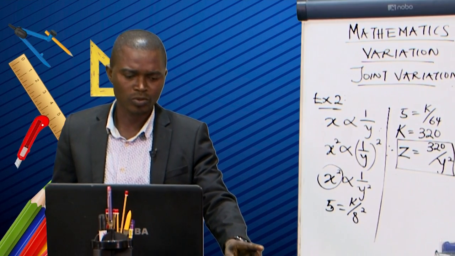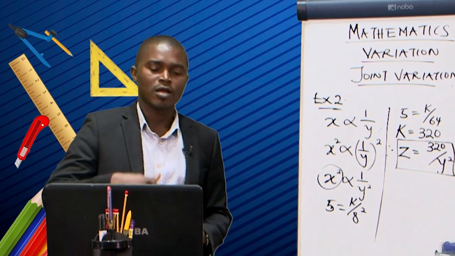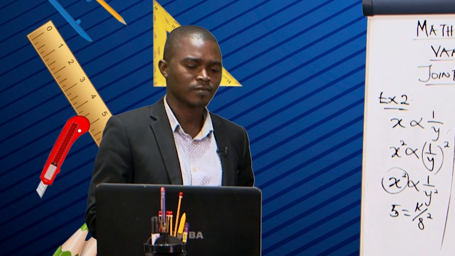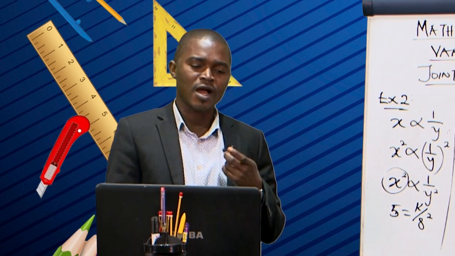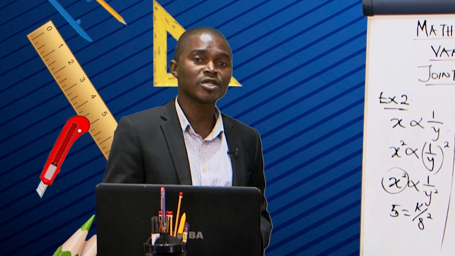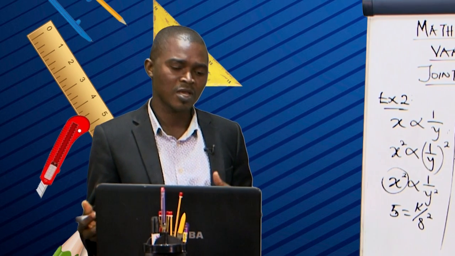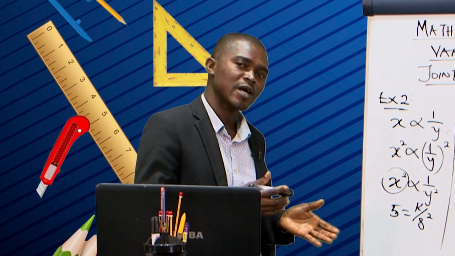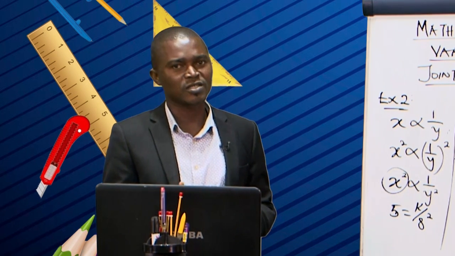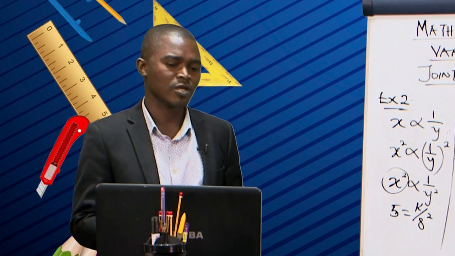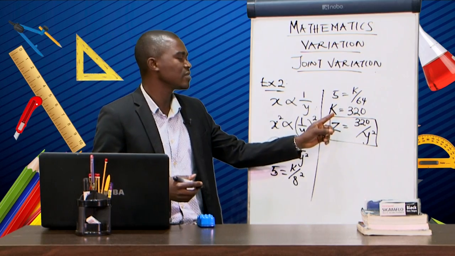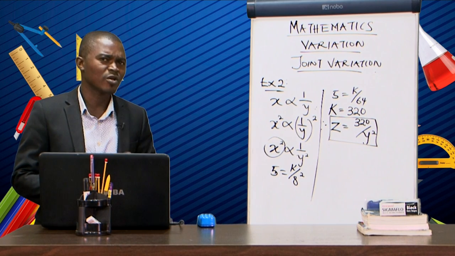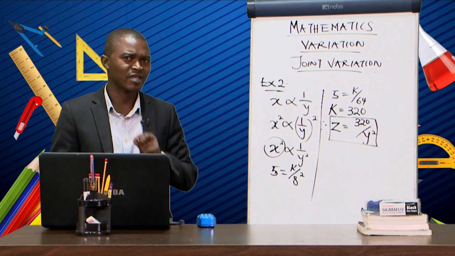I want us to quickly go over all that we have done. The topic is joint variation, and joint variation involves three or more variables. And these variables can be what? Can be direct, inverse, or both. And I want you to know one thing: when you look at these variables, they have something in common. What is that? That is a constant K.